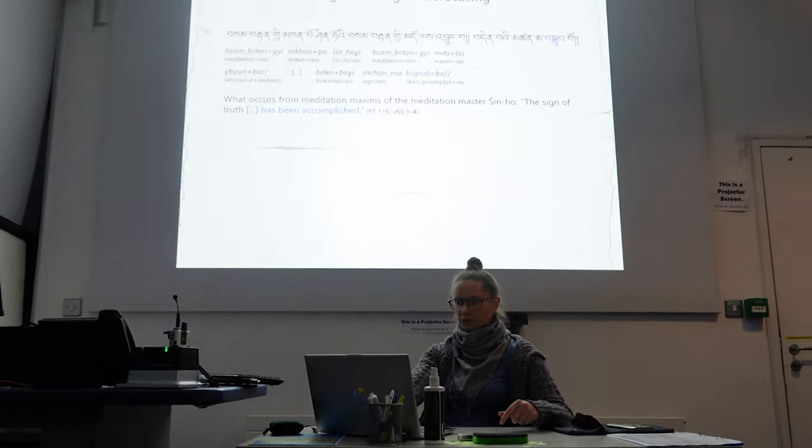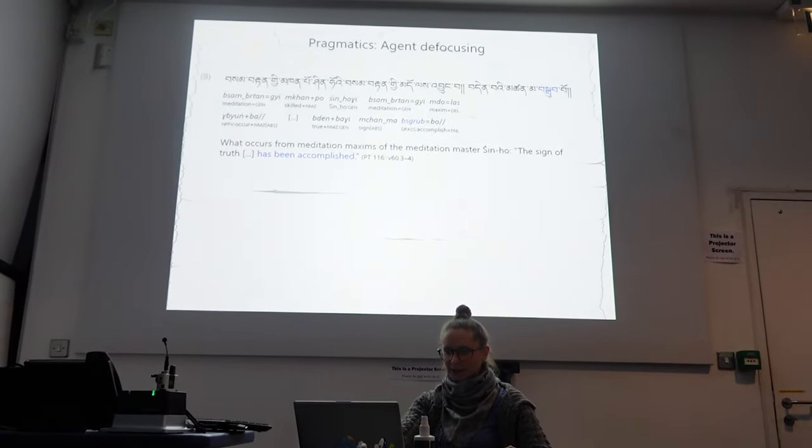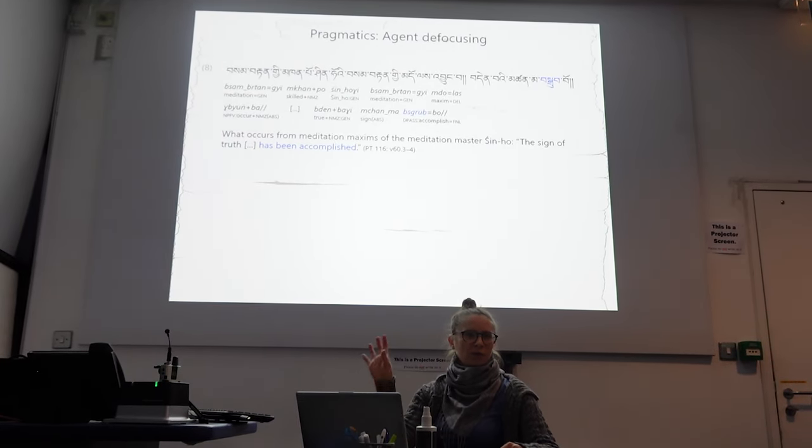This is an example from a Buddhist Chan text, so the meaning might not be quite clear, but this agent defocusing is also demonstrated here because this sentence, the sign of truth has been accomplished, is also valid for everybody that would at some point practice Buddhism following this meditation master Shinho. So we cannot establish who the subject is concretely. The subject is unspecified here.